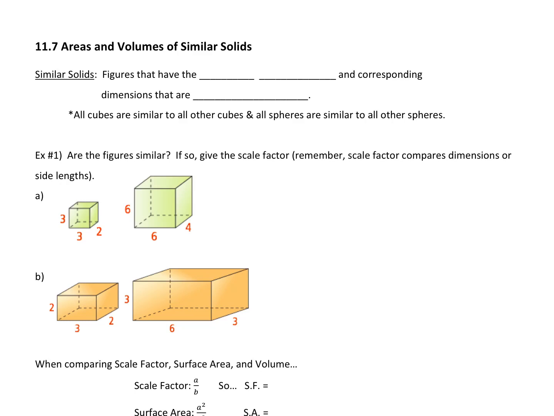11.7 is areas and volumes. So still things we've been talking about, like surface area, lateral area, volume, right? But now of similar figures. What are similar figures? They look almost the same. Proportional. That's the word I want. They are proportional figures, okay?